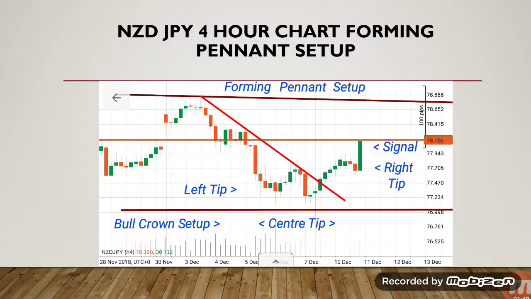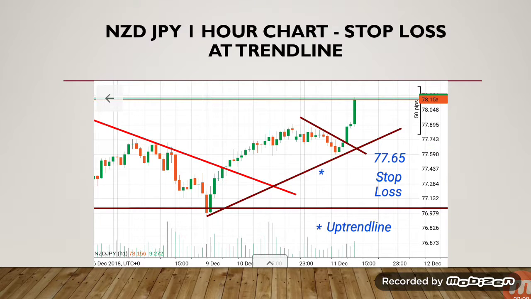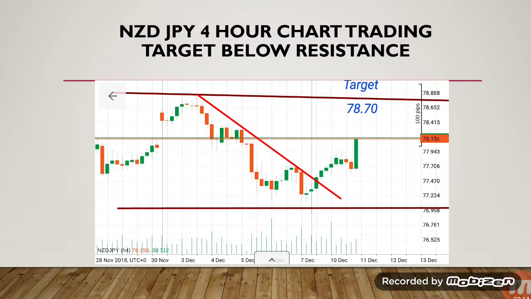Now, this was a chart setup that I sent to you based on my FX Pro live account, where the market looked as if it was going to be forming a bull crown setup, and that it would rally towards this area here, where it was expected to be forming the resistance boundary of this overall pennant setup. A signal was given, and the stop loss was placed below the uptrend line on a 1-hour chart to protect the trade. The target was set at 78.70, with a goal of hitting the target at this area here, just below the resistance point.